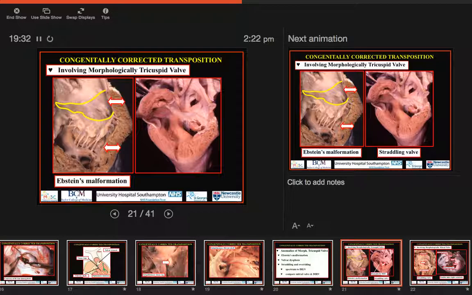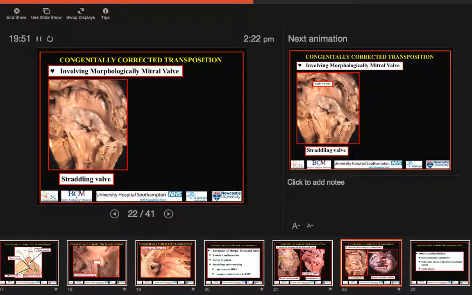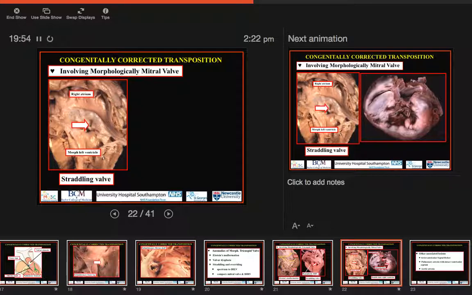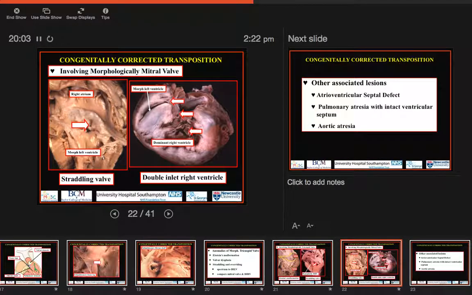Equally important, and one of the hearts we're going to look at exemplifies this situation, when you have straddling and overriding of the tricuspid valve, that is associated with gross hypoplasia of the morphologically right ventricle, and likely will rule out the options for biventricular repair. And straddling of the mitral valve, as you see here, can eventually, with sufficient straddling, produce the situation where you have double inlet right ventricle, and now with left-sided, incomplete, posterior-inferior, morphologically left ventricle.